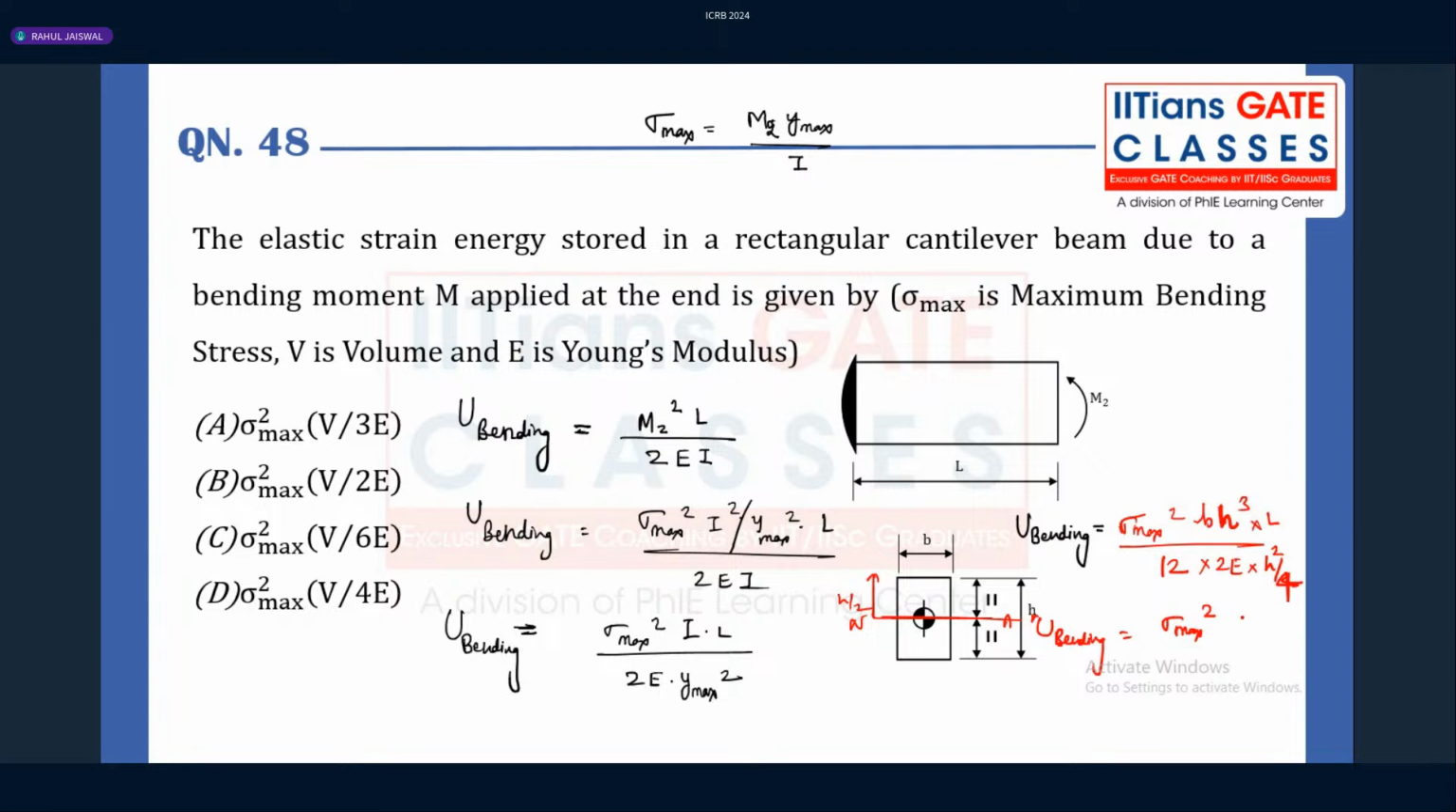So here what you can get, sigma max square BHL divided by 6E. If you see the rectangular beam, which has a length, width, and height, for example, if I draw here length, width, and height, what is the volume? LBH. So if you replace this in the bending strain energy, we get sigma max square into V divided by 6E. So the correct answer should be sigma square into V divided by 6E.